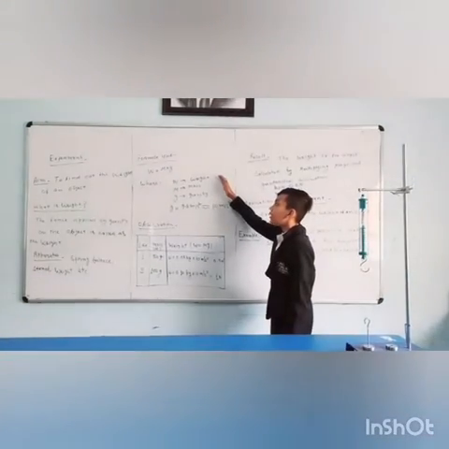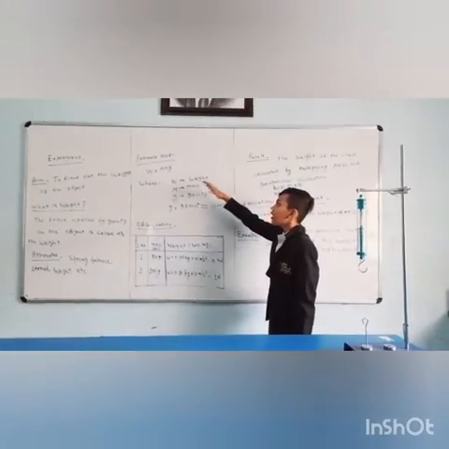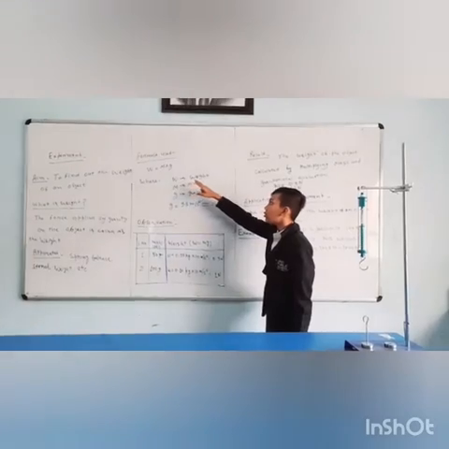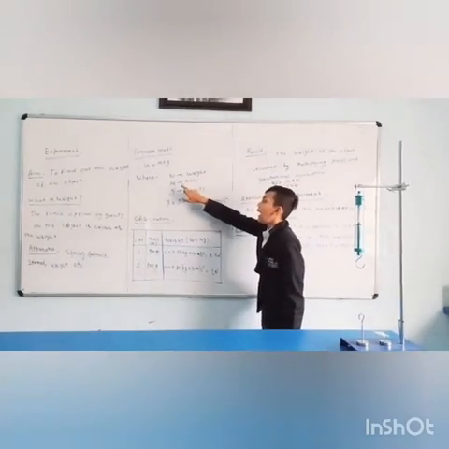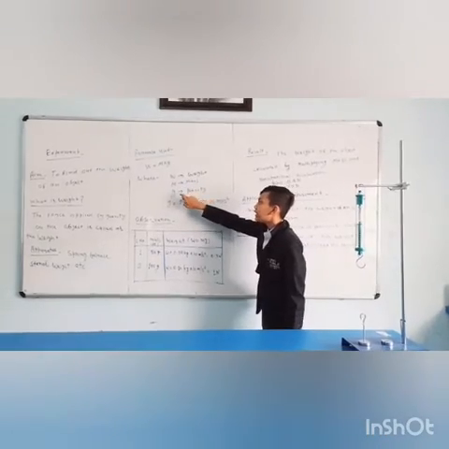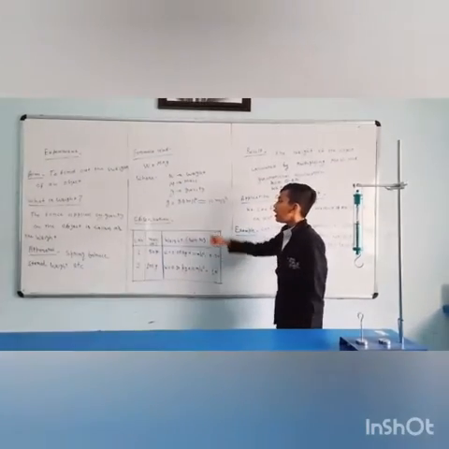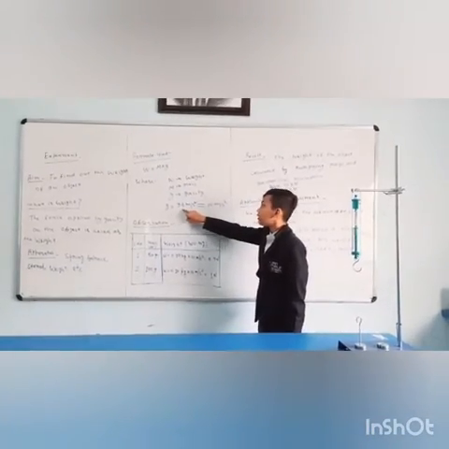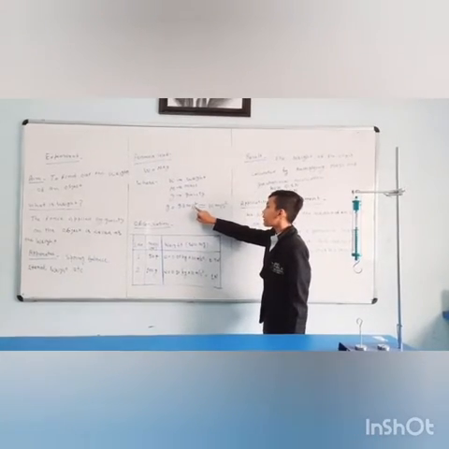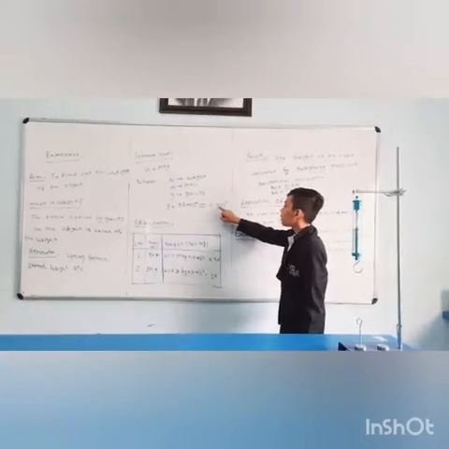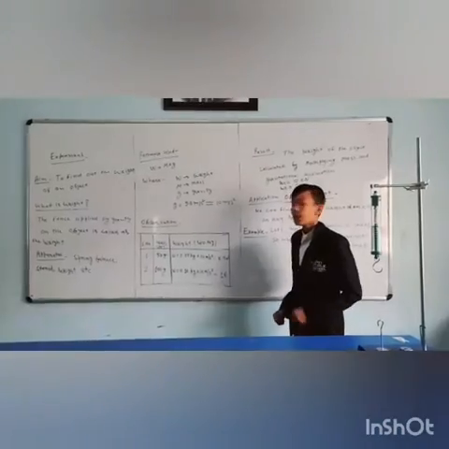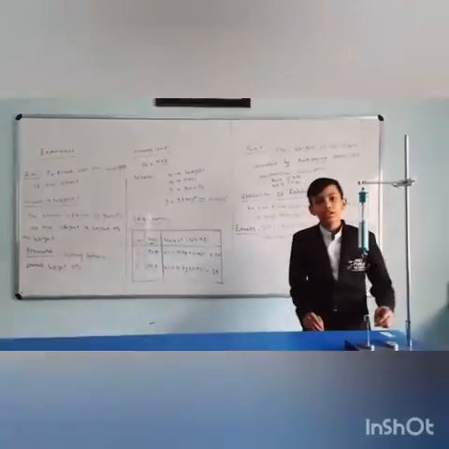In this experiment, the formula used is W equals M multiplied by G, where W stands for weight, M stands for mass, G stands for gravity. The value of G on Earth is 9.8 meter per second square, approximately 10 meter per second square. Now we will do the observation.